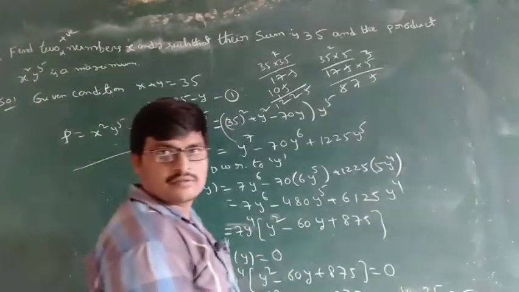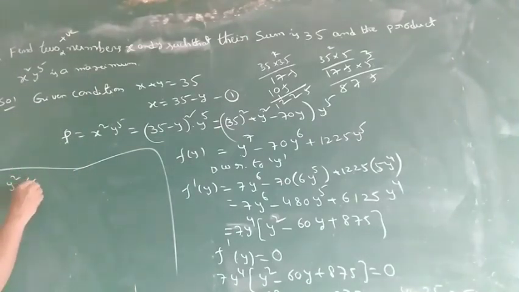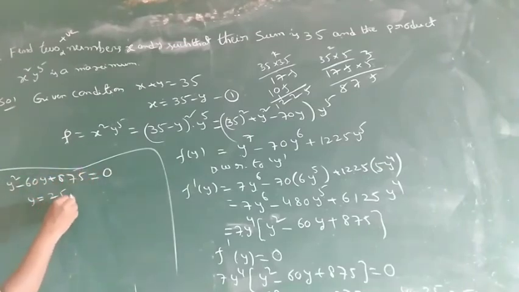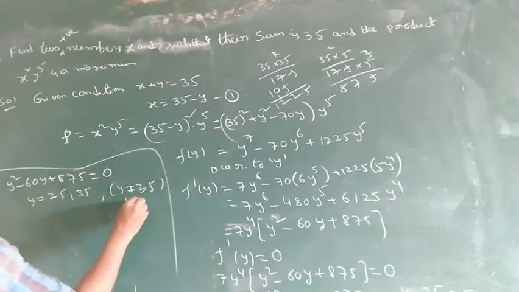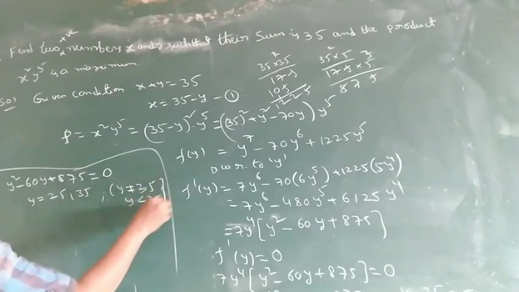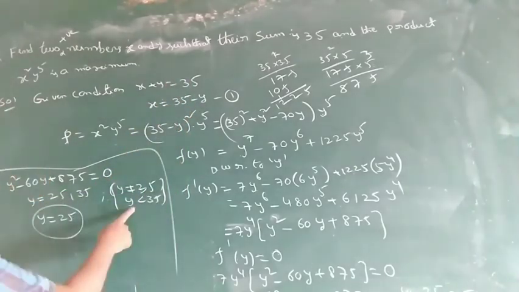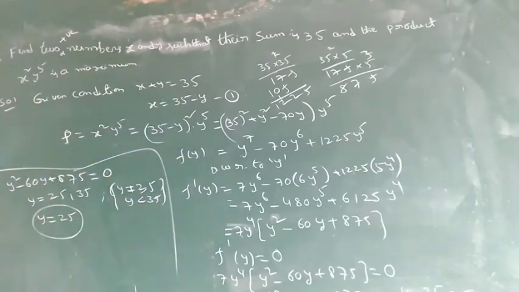In y square minus 60y plus 875 is equal to 0, the factors are y is equal to 25 comma 35. y is not equal to 35 because y is less than 35. So y is equal to 25 is correct because the sum is 35. If y is equal to 35, then the remaining x is equal to 0, and 0 is not a positive value. So y is equal to 25.